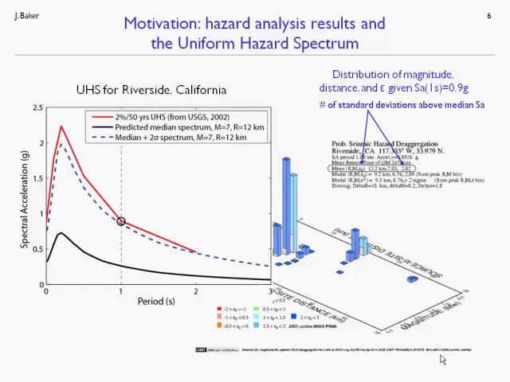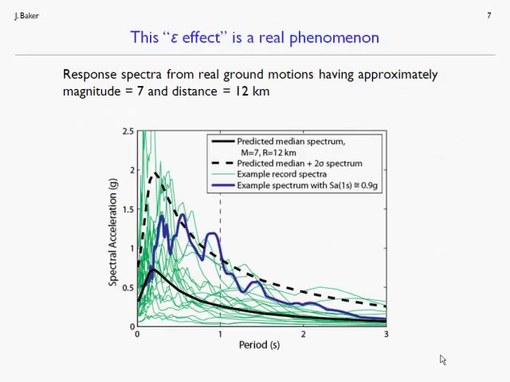And that's important. So let's look a little bit more. Now let's look at some recorded ground motions and see if this plays out. And here's what I'm going to call the epsilon effect. And it's a very real phenomenon. So plotted in black in the solid and dashed lines are the same median spectrum and median plus 2 standard deviation spectrum that we were just looking at on the previous slide. Plotted in green are response spectra from recorded ground motions that had approximately a magnitude of 7 and approximately a distance of 12 kilometers, plus or minus a little bit of variation to get us about 20 ground motions here.